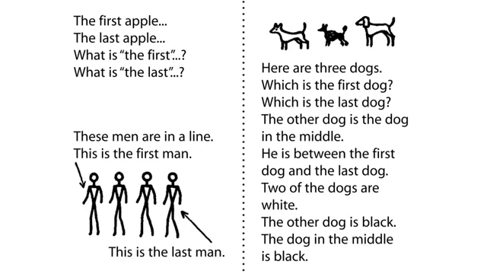The first apple, the last apple. What is the first? What is the last? These men are in a line. This is the first man. This is the last man.